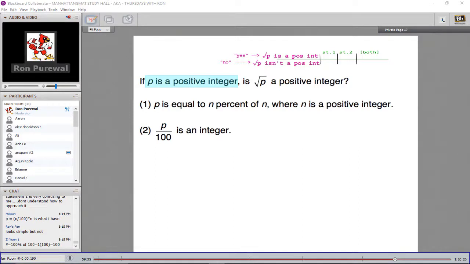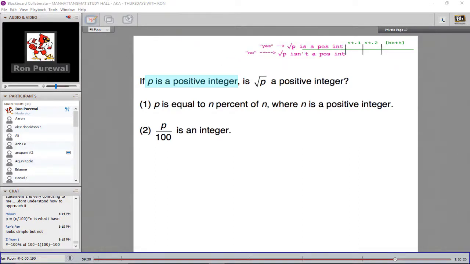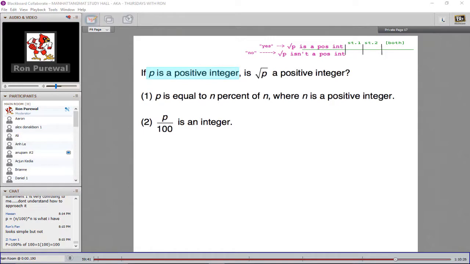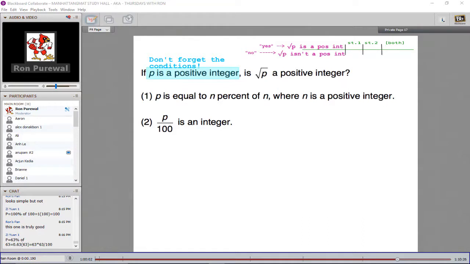Let me move this up here. Like if you get a result that's not an integer, then make sure that you discard it because you have a condition that says it has to be an integer. So, okay, P is n% of n. This is probably not the kind of thing that you can test cases for because it's just not that easy to pick things that do this.